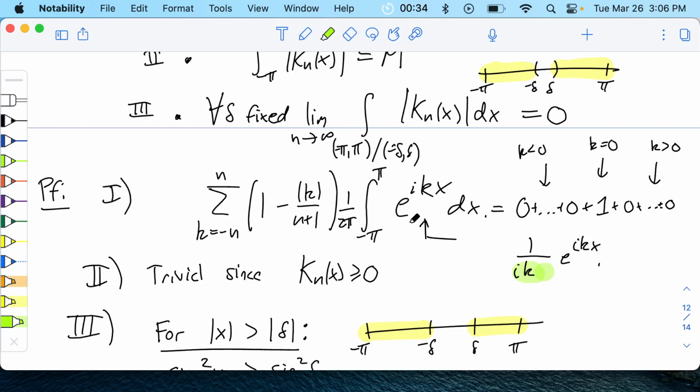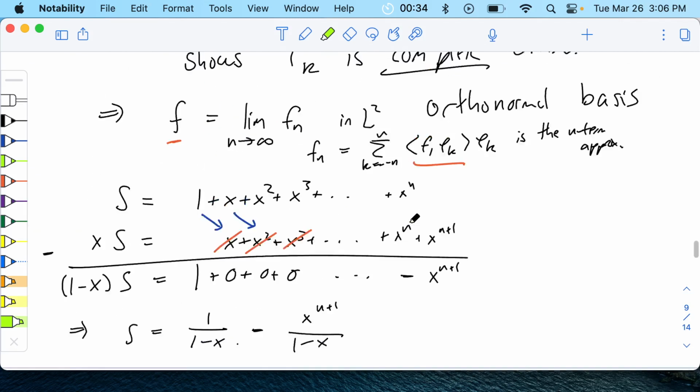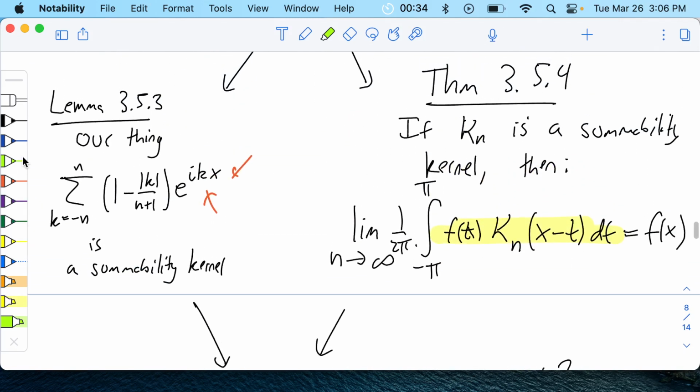Okay, so now we've completed half the critical path here. We've done this lemma. Now we're going to work on this one. If it's a summability kernel, then you get this Dirac delta property. So any kappa n that satisfies those 3 properties, that it integrates to 1, and that outside of minus delta to delta it is converging to 0, will have this Dirac delta property of getting back the original function.